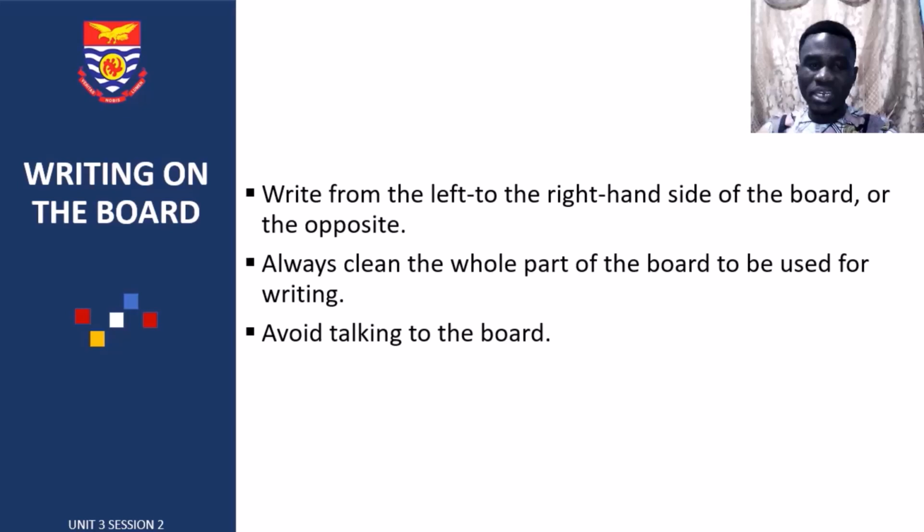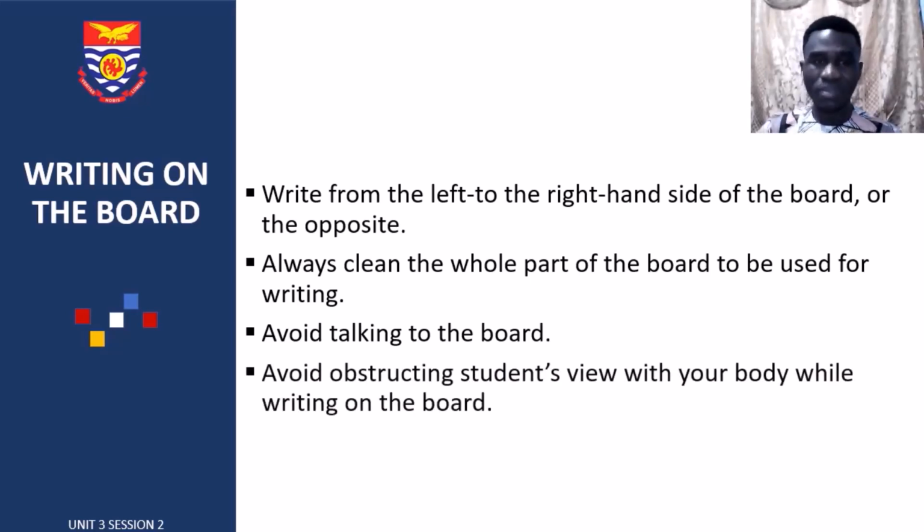And avoid talking to the board. Whenever you are writing, try as much as possible not to be talking. That is, when you are facing the board, do not talk. Avoid obstructing students' view with your body while writing on the board. Anytime you are writing, position yourself in such a way that your learners can see what you are writing. Better still, when you are done writing, always stand at a position where your learners can have a full view of whatever information you wrote on the board.